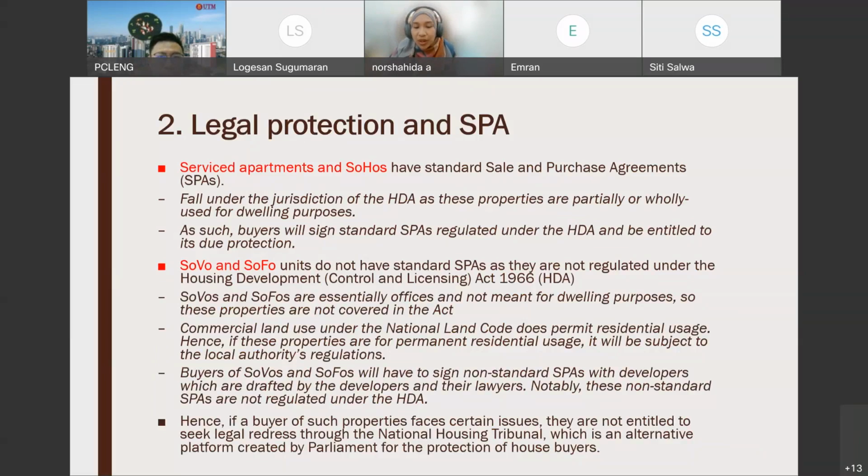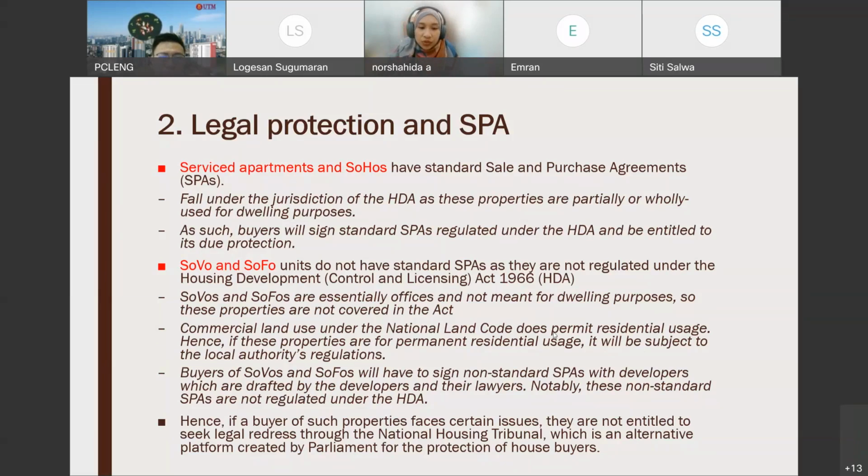Soho and Soho units do not have a standard SPA as they are not regulated under the Housing Development (Control and Licensing) Act. Soho and Soho are essentially offices and not meant for dwelling purposes, so these properties are not covered in the Act. So commercial land use under the National Land Code does permit residential usage. Hence, if these properties are for permanent residential usage, it will be subject to the local authorities' regulation.